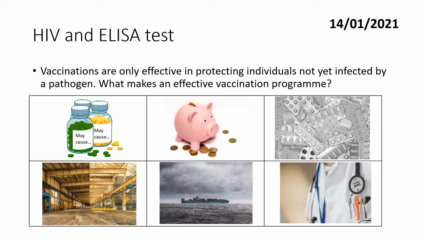To get started, there are 6 different variables that need to be considered when rolling out a vaccination program. Look at each of the 6 pictures, try and work out what they might represent in terms of how it could affect a vaccination program and how successful it is. And when you're ready, you can restart the presentation. So pause the video now.